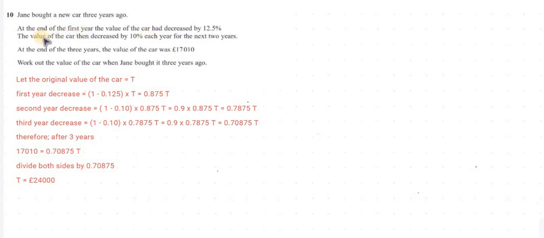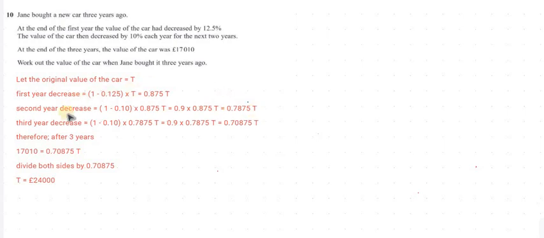And it says, for the second year, the value of the car then decreased by 10% each year for the next 2 years. So we'll do the second year first, decrease by 10%, which would then be 1 minus 10 over 100, which is 0.10, times this reduced value from the first year, not the original value. So that would be 0.9 times 0.875 T, which would give you that.